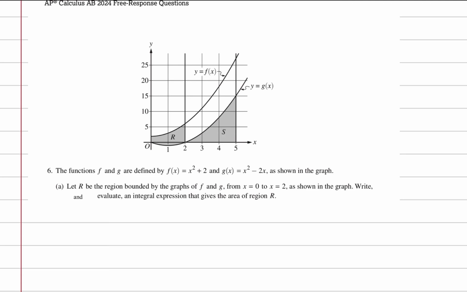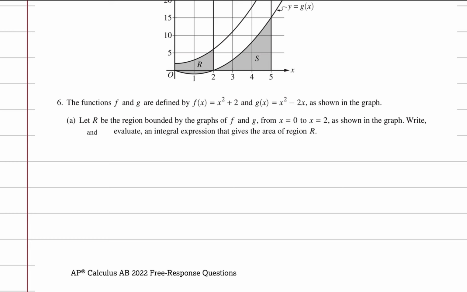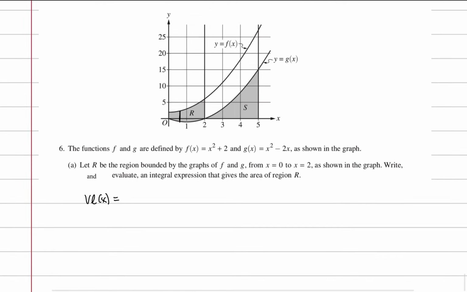All right, so we're going to use category 1, right? We're going to take vertical lines, and we're going to say our vertical line of x is equal to, right? Here we have f of x is greater than g of x.